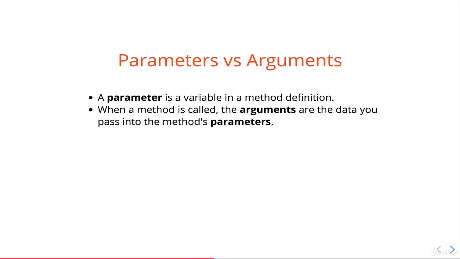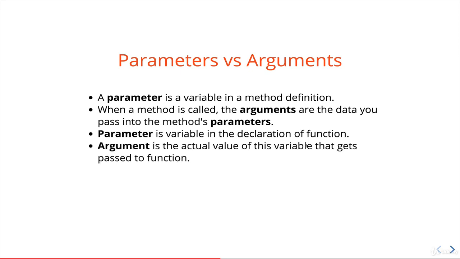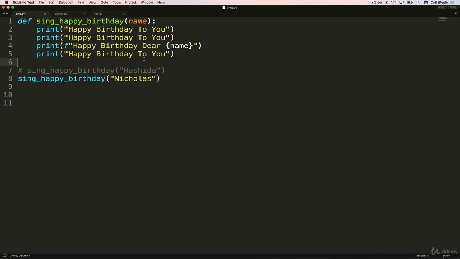But when we actually call the function or method, the arguments are the data we pass in to the parameters. So a parameter is in the declaration, and the argument is what is actually called in the execution. So in this example, name is the parameter. It's what is inside the function definition. Nicholas is the argument we pass in.